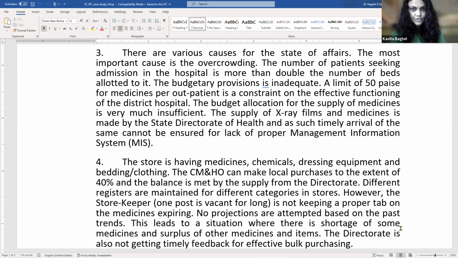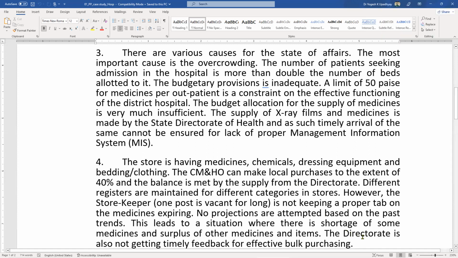The budget allocation for the supply of medicines is very much insufficient. The supply of X-ray films and medicines is made by the State Directorate of Health, and as such, timely arrival of the same cannot be ensured for lack of a proper management information system, that is MIS. The store has medicines, chemicals, dressing equipment, and bedding or clothing.